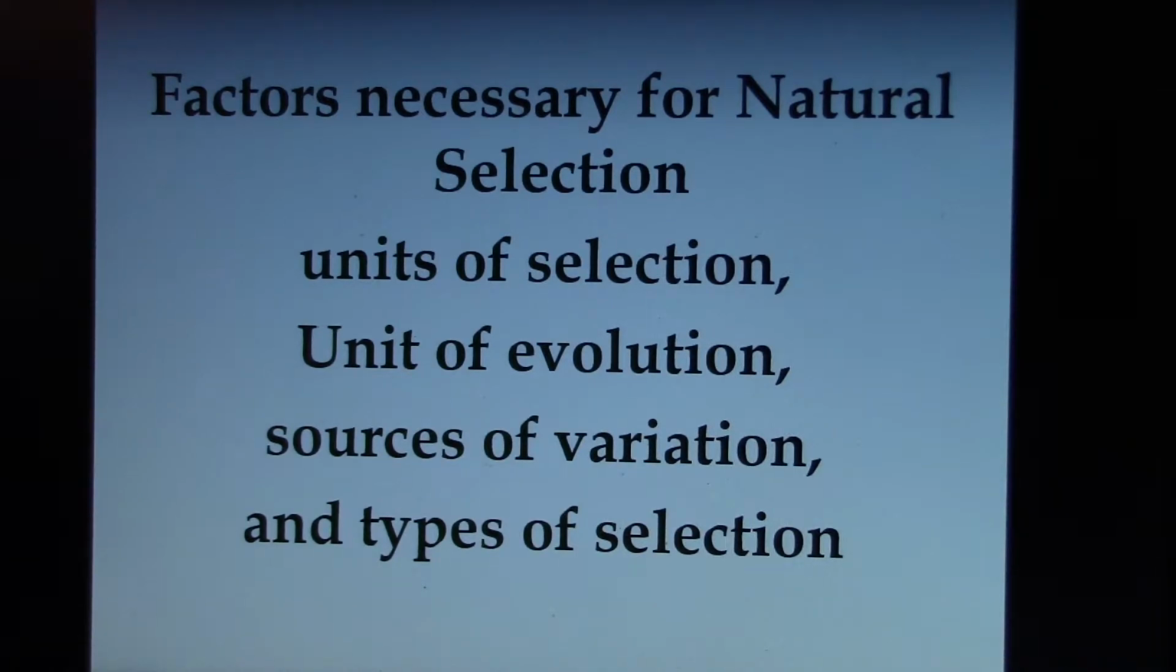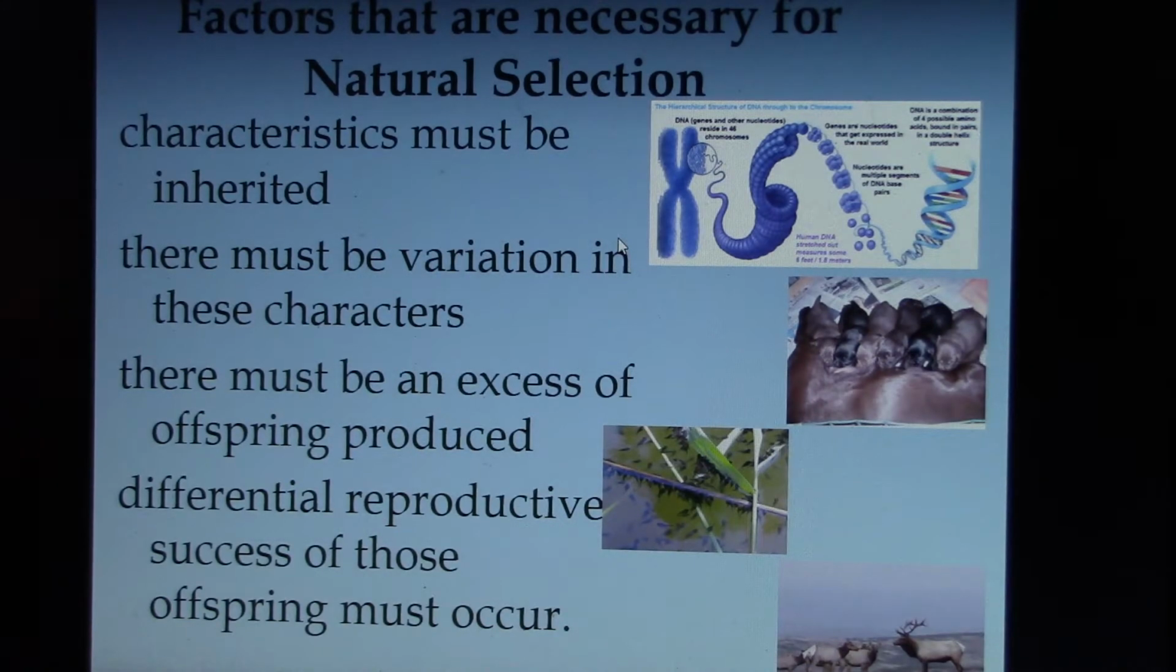But I want to talk about a few other things. So I want to talk about the factors that are necessary for natural selection to occur, because we're focusing right now on natural selection as one of the primary mechanisms of evolution. Then I want to mention the units of selection, and there were some questions about those. The one unit of evolution, the sources of variation, and types of selection. So, what is necessary for natural selection or selection to occur?